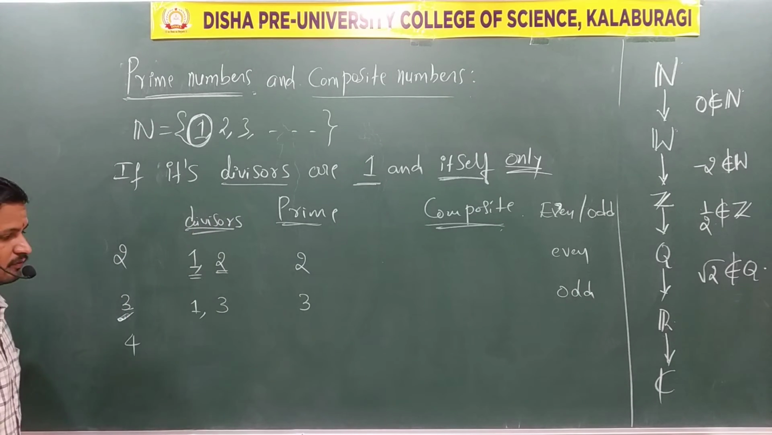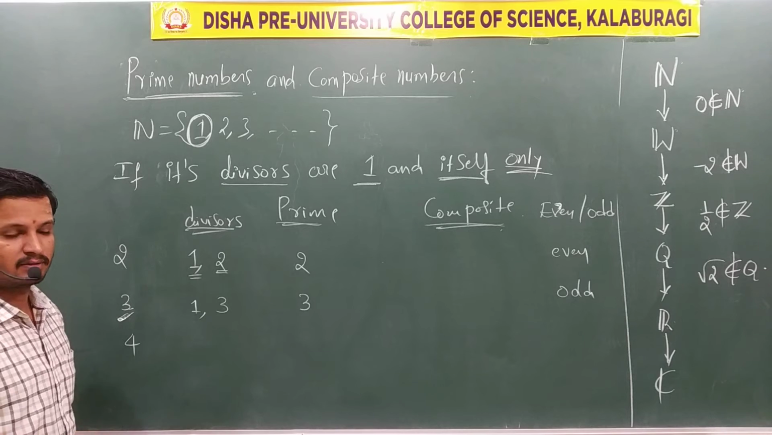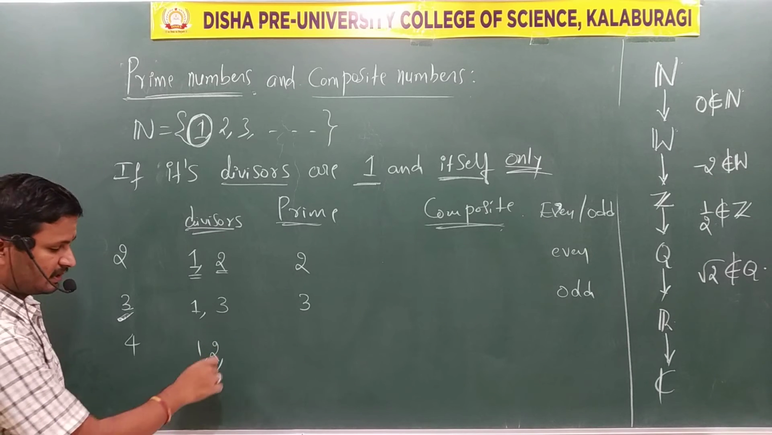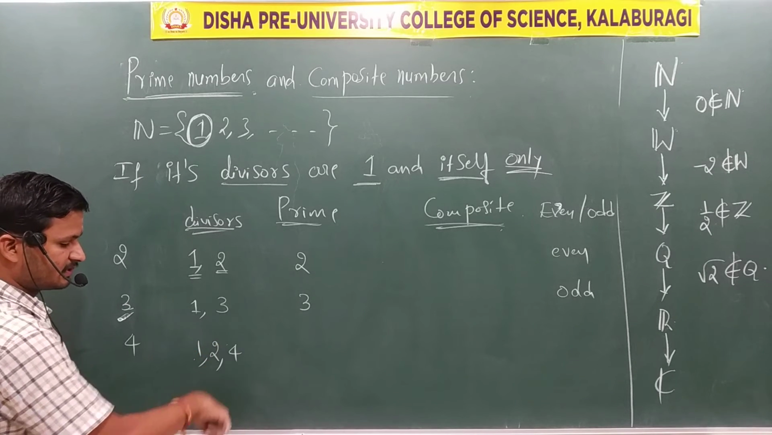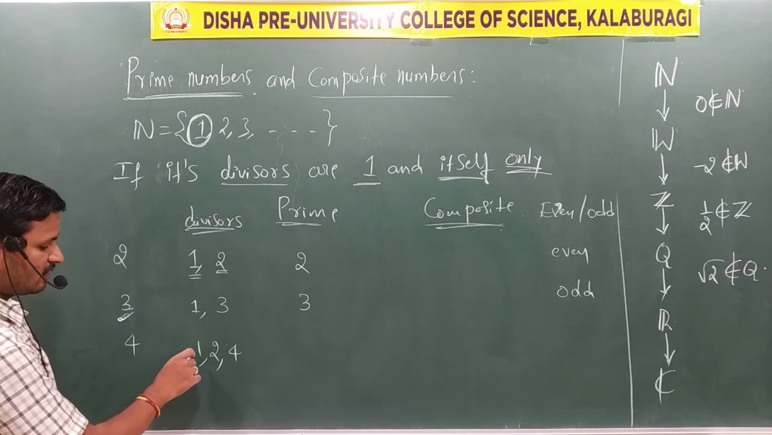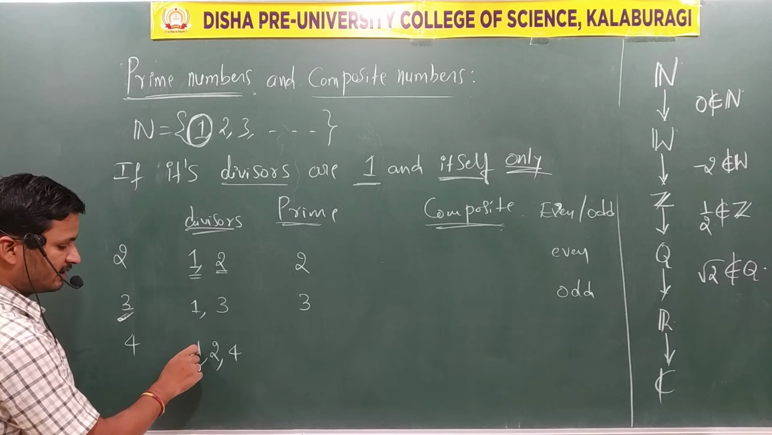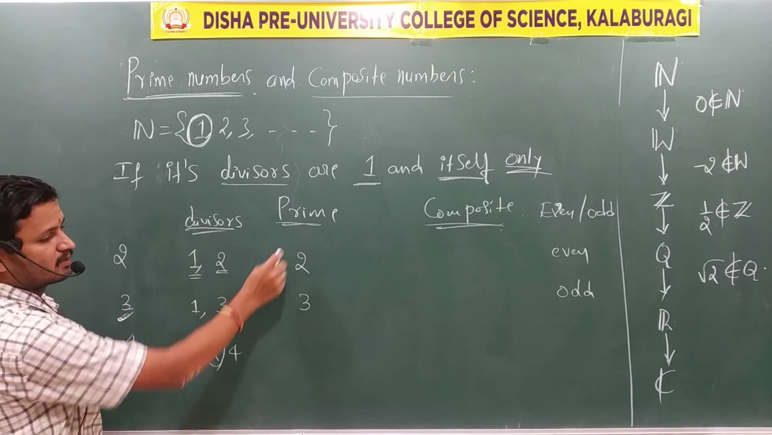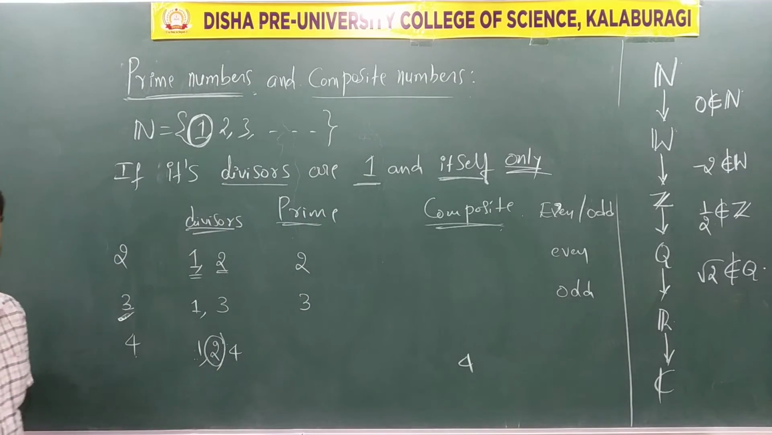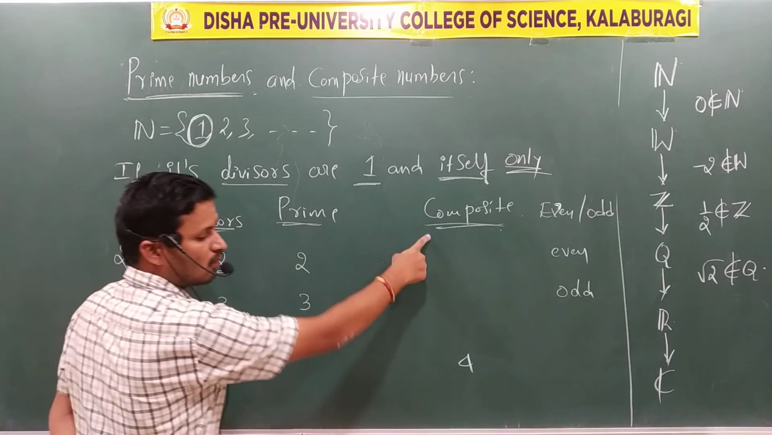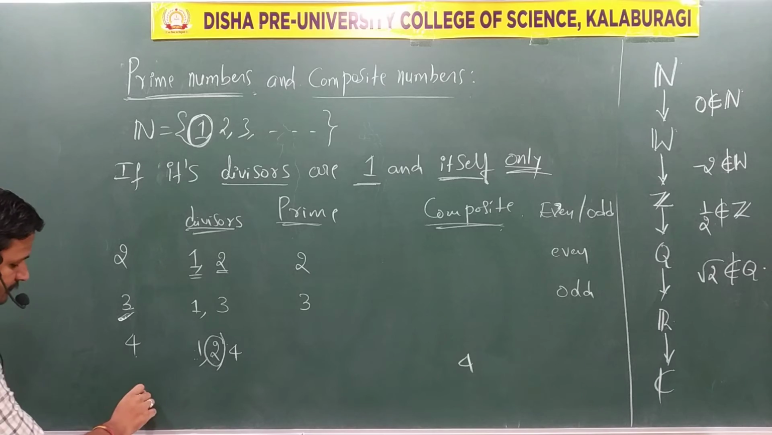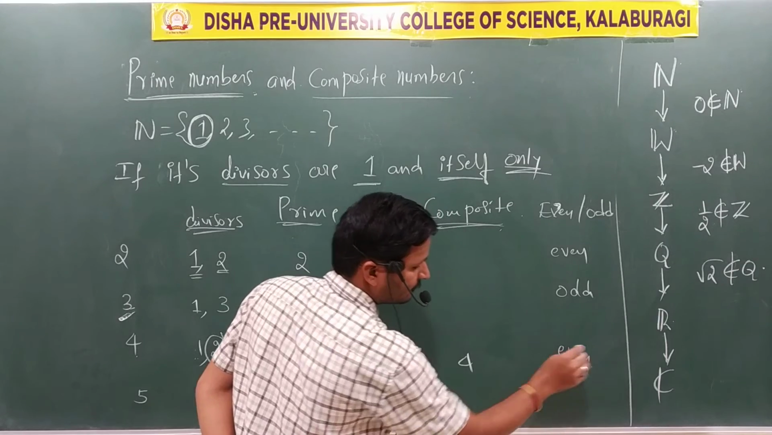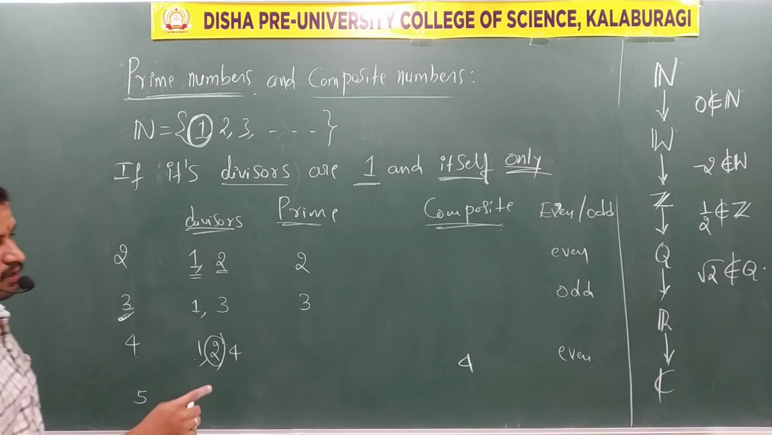Next, 4. Whether 4 is a prime number or not. Possible divisors: is it divisible by 1, divisible by 2, divisible by 3? No. Next is 4. So, divisors are 1, 2 and 4. Other than 1 and itself, there is one more divisor, that is 2. Therefore, 4 is not a prime number. It is a composite number. 4 is even, but it is not a prime. So if it is not a prime, leave it.